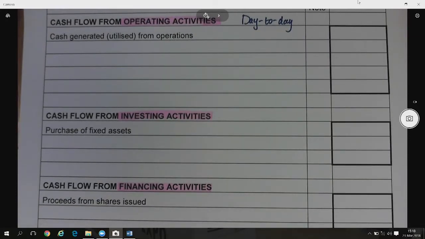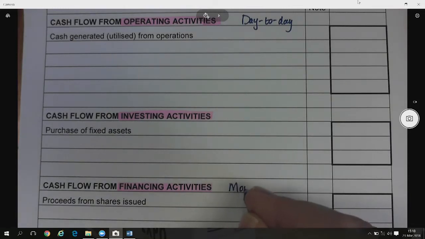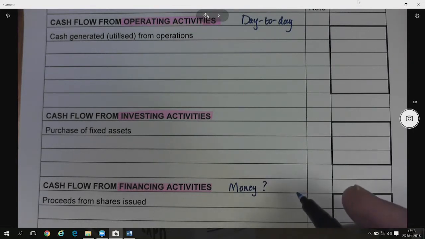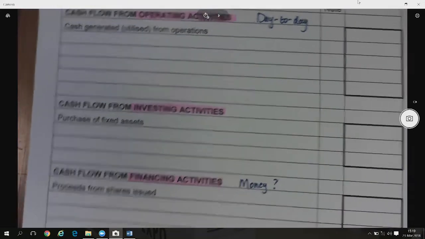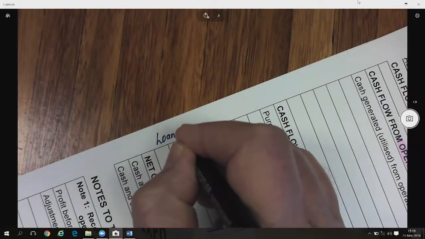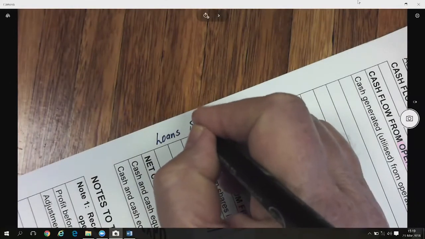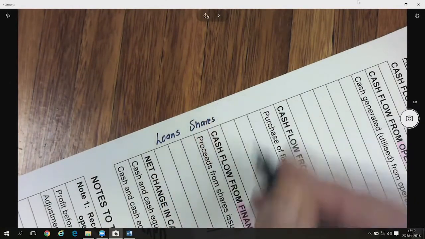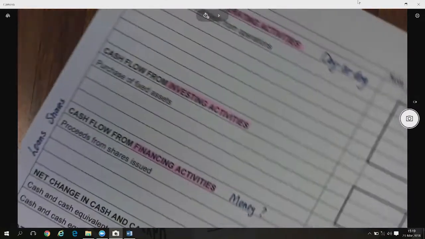Financing activities. Where does the money come from? The money came from loans and shares. So I'm going to write the loans and shares. So the financing activities part is loans and shares.